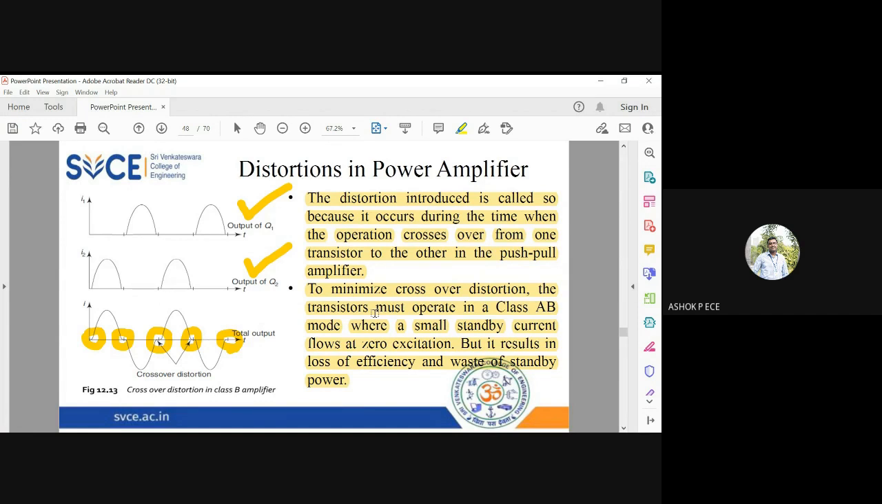But because of permanently having a current flowing through the transistor, you will have loss of power, and also the efficiency will be slightly reduced. But if you want to avoid this distortion, only you have to go for that method. So one method is operating the device in a class AB mode. AB means it is not operating fully, it is not operating 50%, it is between 50 and 100%. So if you operate the device between 50% and 100%, you will definitely overcome this problem of crossover distortion.